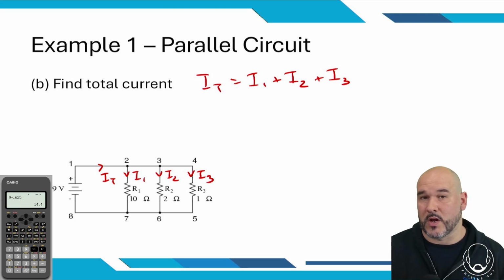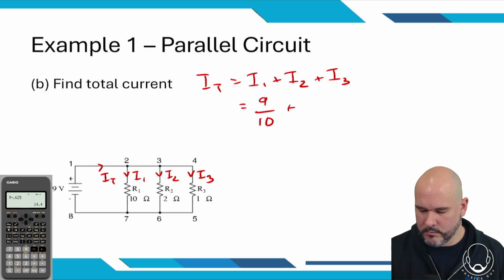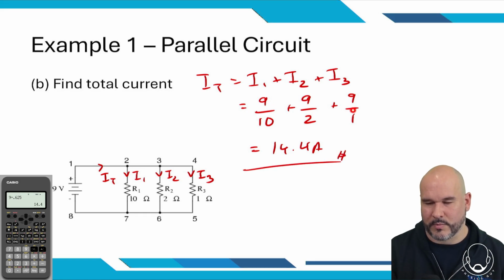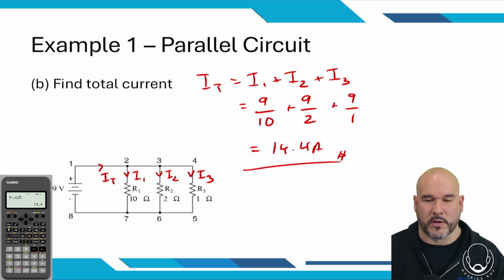So what if we just find I1, I2, and I3, which we can because we have the voltage across each resistor and the resistance of each resistor. That's just going to be 9 on 10 plus 9 on 2 plus 9 on 1, which again is going to be our 14.4 amps. 0.9 plus 4.5 plus 9 gives us 14.4.